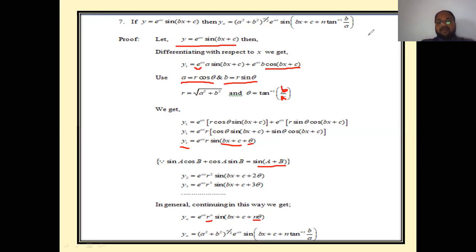Similarly, we have another result on this exponential with trigonometric function, like you can see, the second result.